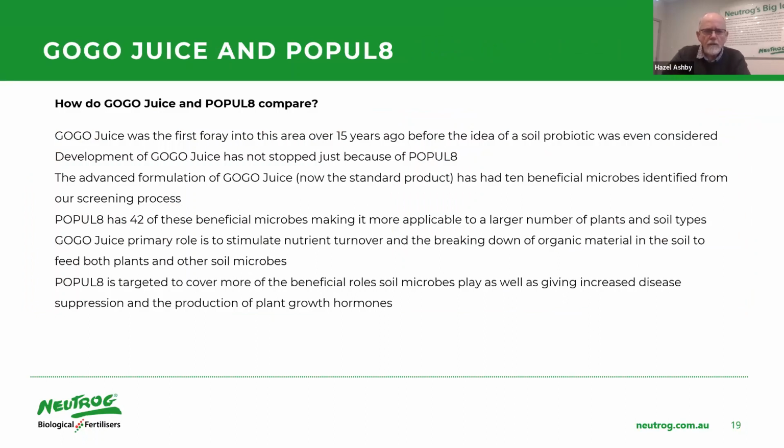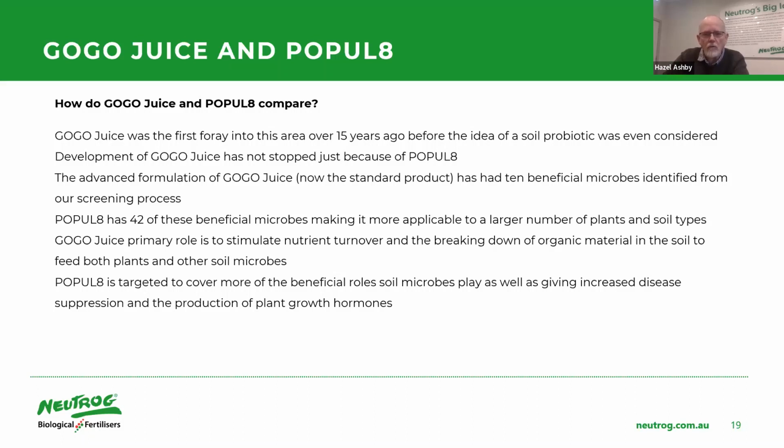So most people are probably familiar with go-go juice, and now we have Populate. So go-go juice was really the first foray of Neutrog into this area, and we started that about 15 years ago. And just because we've brought out Populate, people shouldn't think that we've dropped go-go juice. Go-go juice is still continuing to be developed. Okay, we're not dropping it off. We're actually continuing to make go-go juice better. So the advanced formulation of go-go juice, which is really now the standard that you get, has 10 of those beneficial microbes we found from our screening process in it.